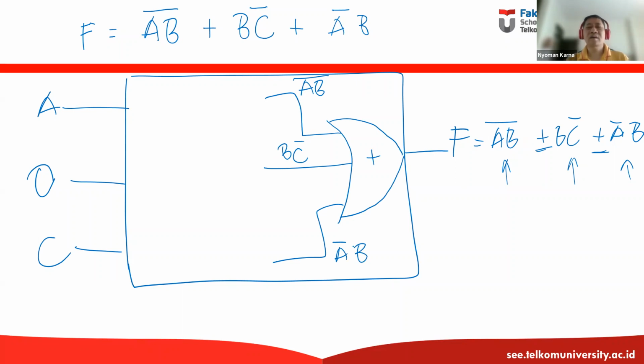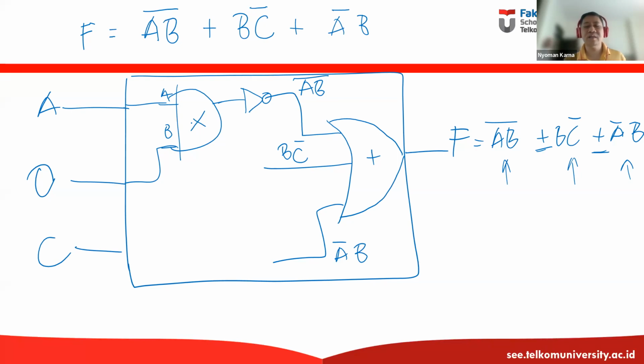Now, let's start with AB naught. AB naught is A times B and then inverted. So we have the inverter in here. Then we have the AND gate. So we have A and B, like this. So it's like A times B and then inverted.